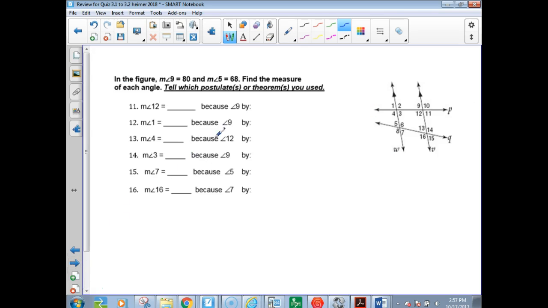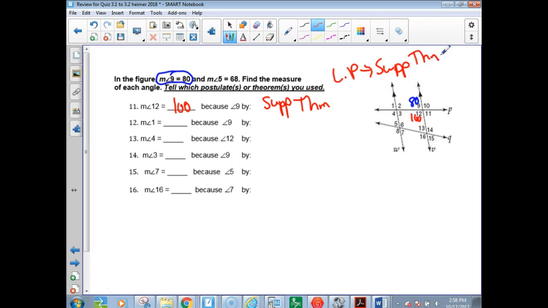All right, I need to flip. This one says state the postulate or theorem you used, measure of angle 12. First, I've got angle 9 is 80, so I'm going to put that here. Then angle 12 is 100 because it's forming a linear pair with 9. A linear pair implies supplementary. I would just write supplement theorem because it's faster. But if you decide to write linear pair implies supplementary, I'd take that. It's the supplement theorem.